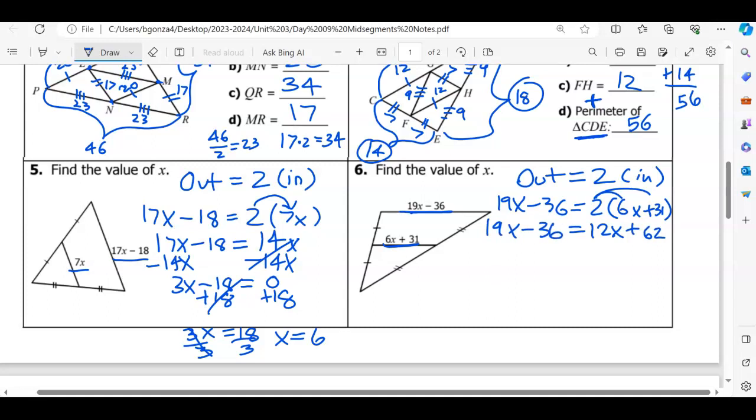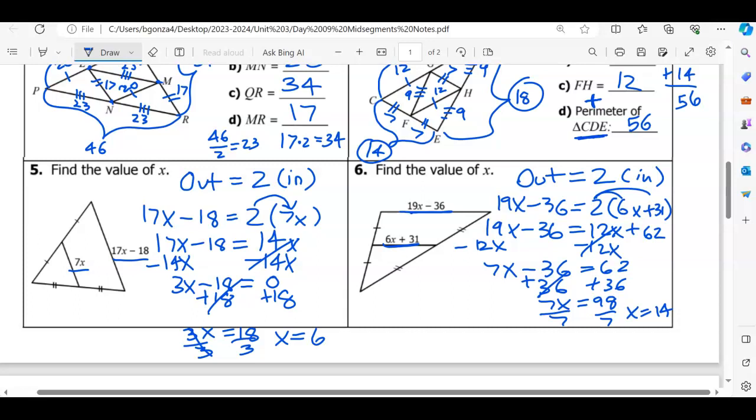Again, when x is on both sides, we get rid of the smaller x. So minus 12x, minus 12x. 7x minus 36 equals 62. Get rid of the loner, add 36 to both sides. Divide by 7, and you get x equals 14.